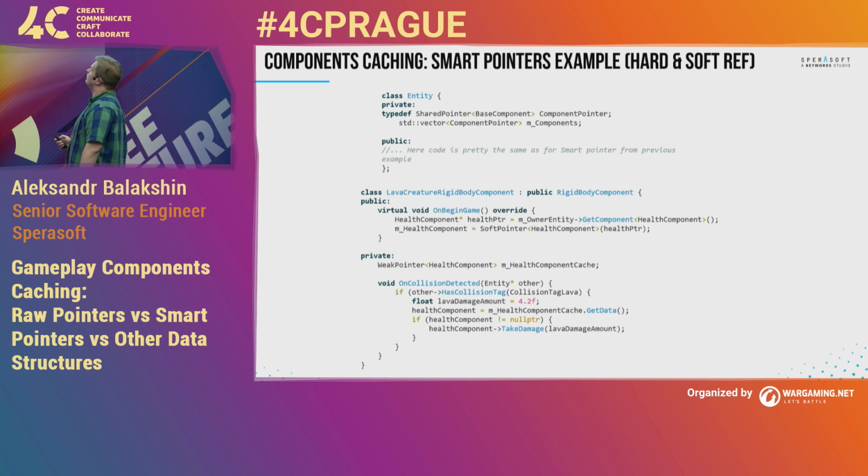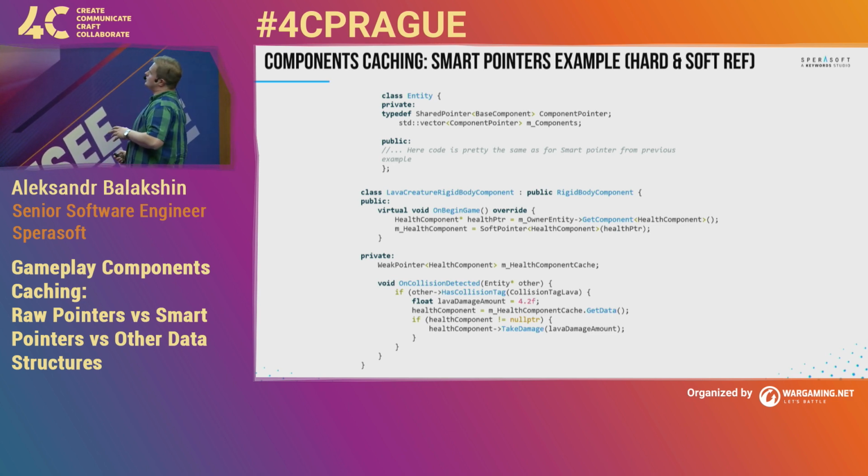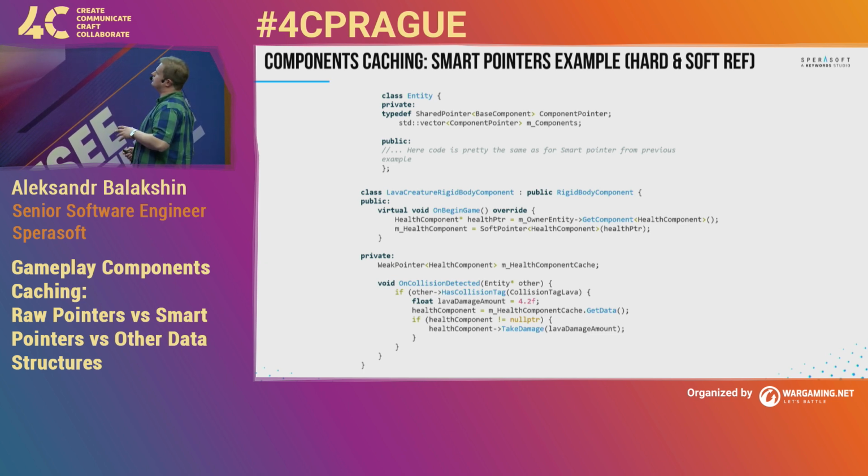So yeah, right now in the entity, instead of storing a smart pointer, we store a shared pointer. Here the code would be pretty much the same. And in our creature rigid body component, we need to store only a weak pointer. So when we try to get this component from our cache, from our smart pointer, and all shared pointers are already deleted, we would get a null pointer here, and we don't have that kind of runtime crash, dangling pointers, and so on. So yeah, this is a thing that is used most of the time.